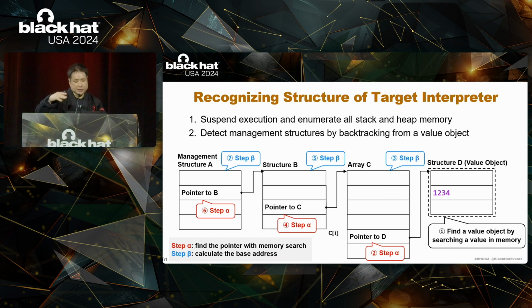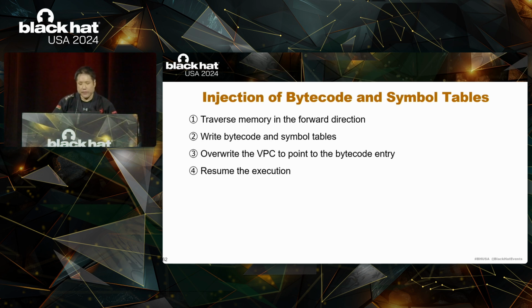And by repeating the step of calculating the base address and finding the pointer to it, we can backtrack the structures comprising the reference chain. And finally, we can find the management structure, which is the root of the structures. After finding the management structures, we traverse memory region in the forward direction and write bytecode and symbol tables, overrides the VPC to point to the bytecode entry and resumes execution.